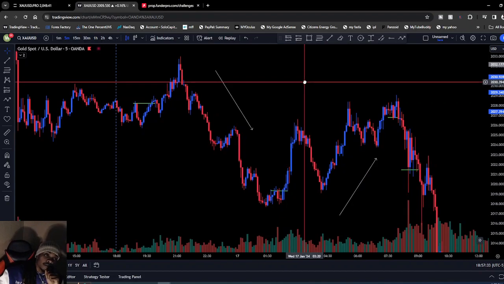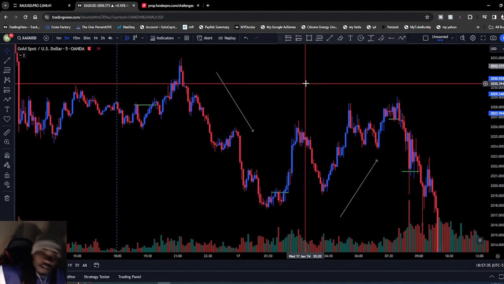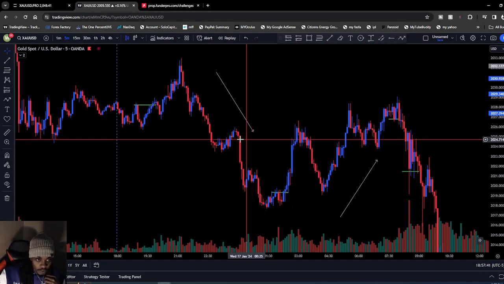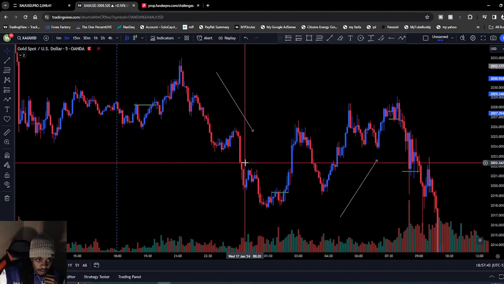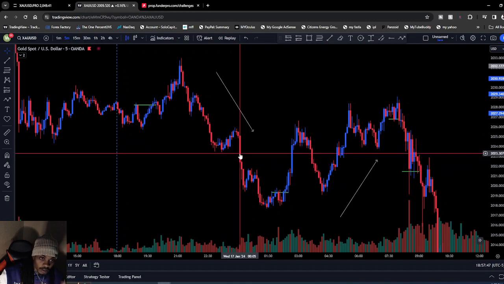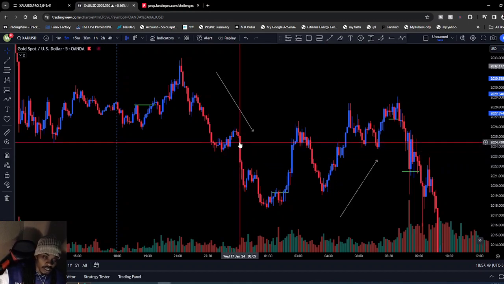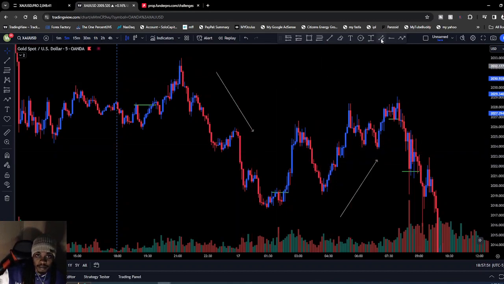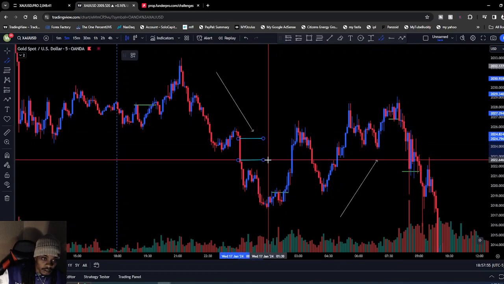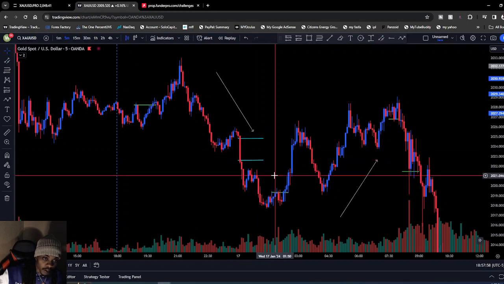Basically, what an imbalance is, is a gap in the market. So from this wick to this wick, there's no candle here. There's no wick. You feel me? There's no candle on the other side. So we would consider this a gap. Let me draw it out. We consider this a gap in the market.